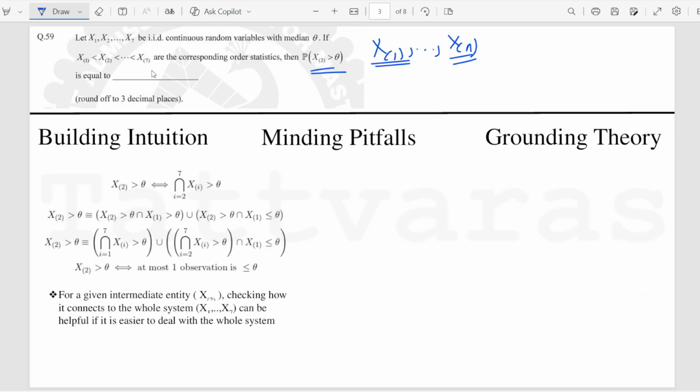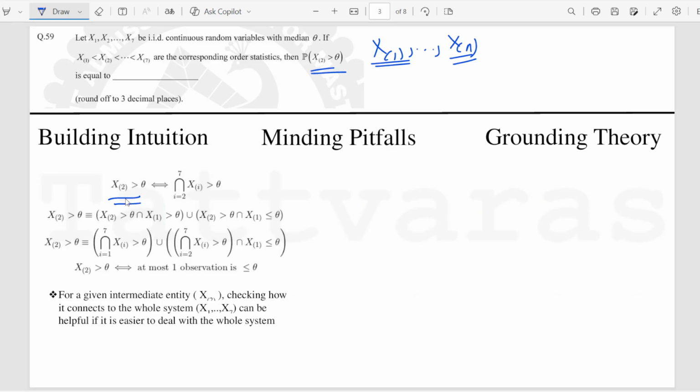Good for us, it's still close by to the extreme order statistic. And if we encounter systems or questions where we are to deal with structures that are kind of intermediate and difficult to deal with, it could be helpful to see how they connect to the whole system, if it's easier to deal with the whole system.